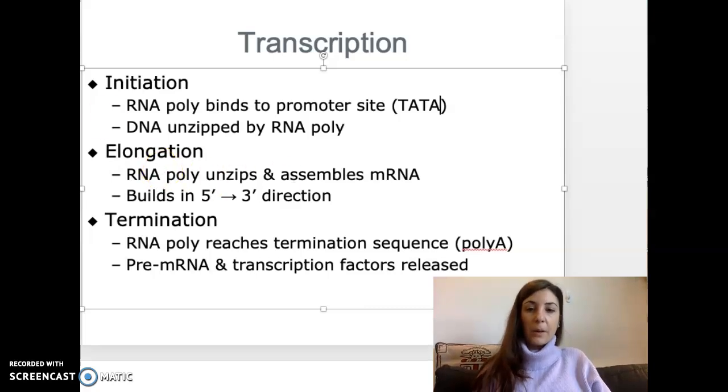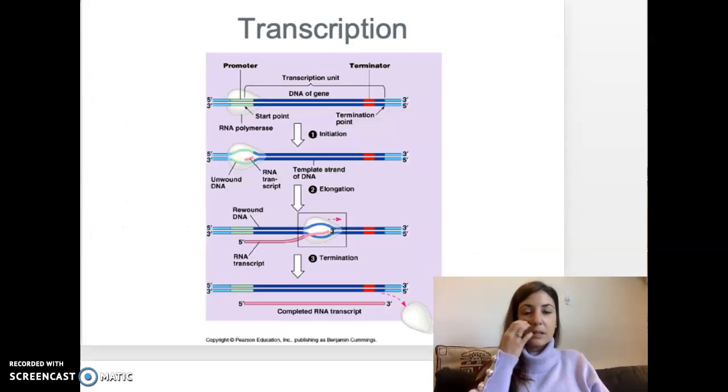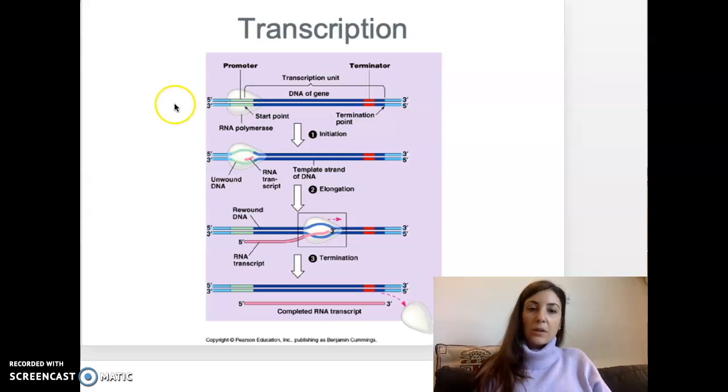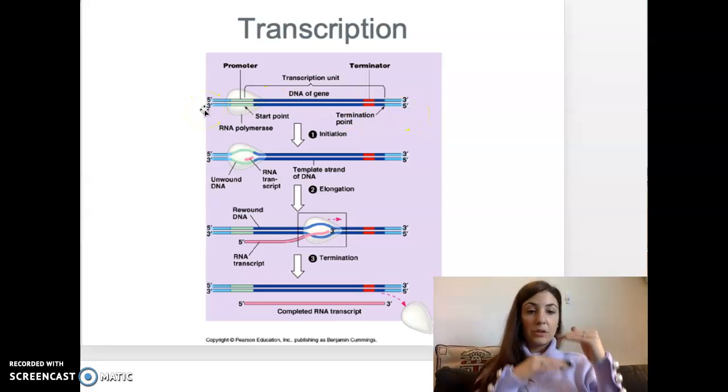Let's look at this process in a picture rather than words. That's easier to understand. Here at the top, we have the DNA strand. It's going to be a double helix. We have one strand that is 5' to 3', and the strand below it is also going 5' to 3' in the opposite direction. This is what anti-parallel means.